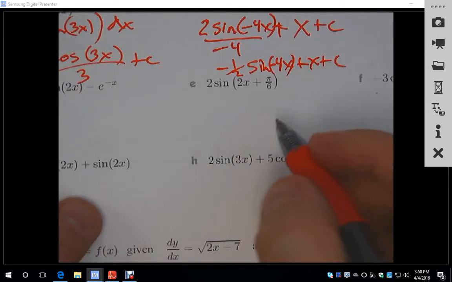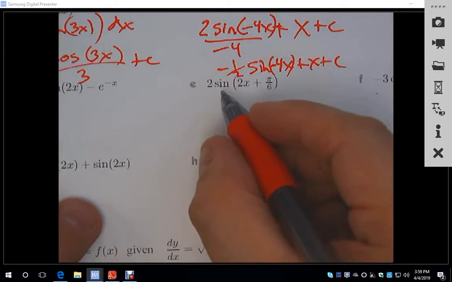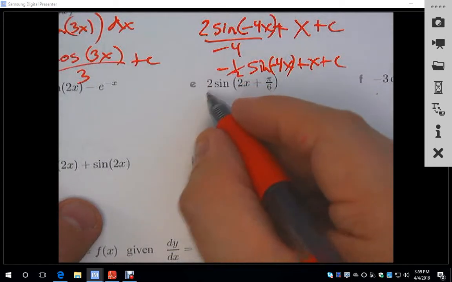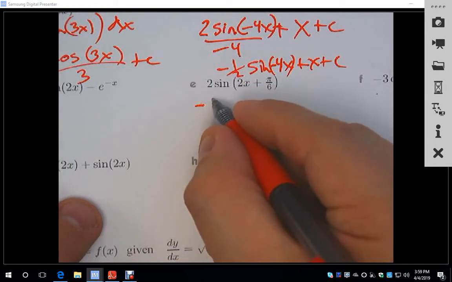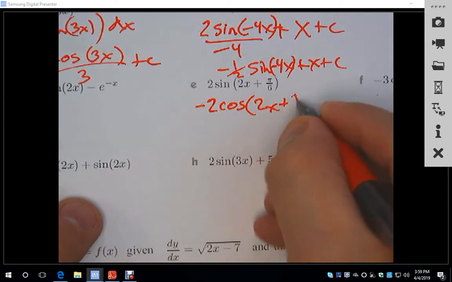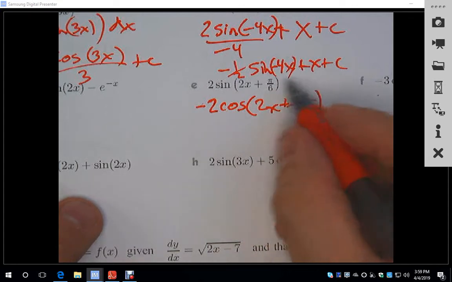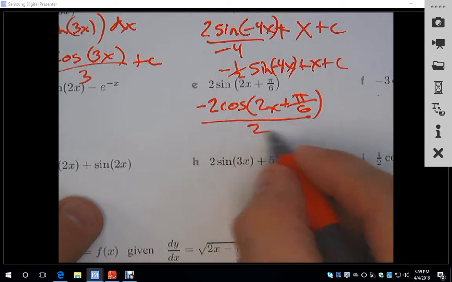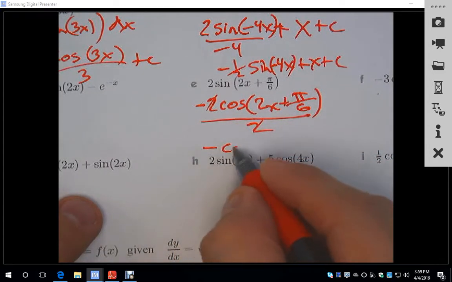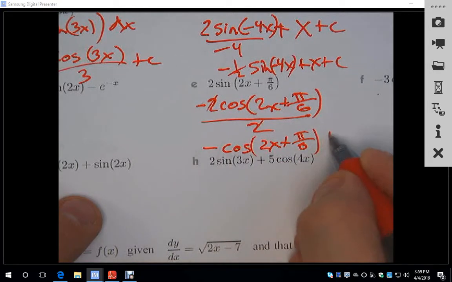Let's look at e. So if we have our sine function, that becomes negative cosine. The integral becomes negative cosine, so I have negative 2 times cosine of 2x plus pi/6 divided by the derivative of the inside function, which would be 2. And we can clean this up. 2 divided by 2 is 1, so I have negative cosine of 2x plus pi/6 plus c.